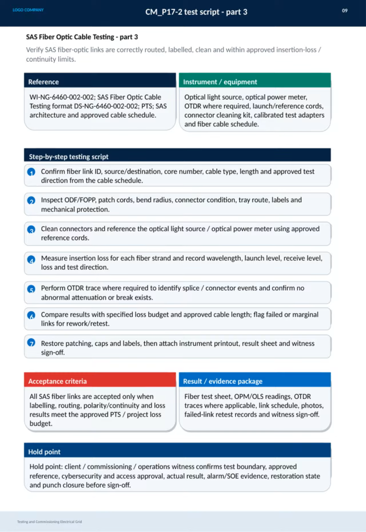witness sign-offs are attached. Acceptance is only granted when all labeling, routing, polarity, continuity, and loss criteria meet the approved project specifications. The complete evidence package includes fiber test sheets, OPM and OLS readings, OTDR traces if applicable, link schedules, photos, retest records for any failed links, and the critical witness sign-off. This process ensures we maintain strict control and quality in the commissioning phase.